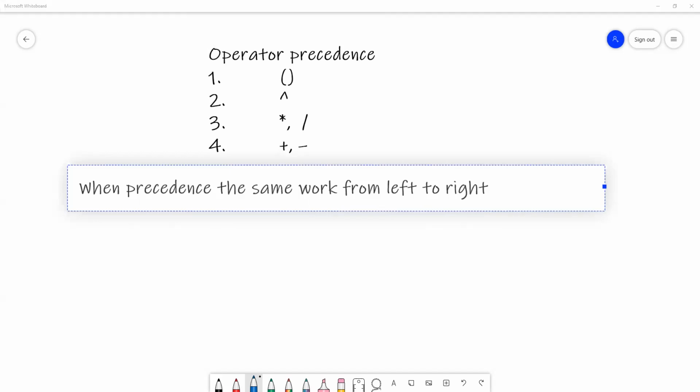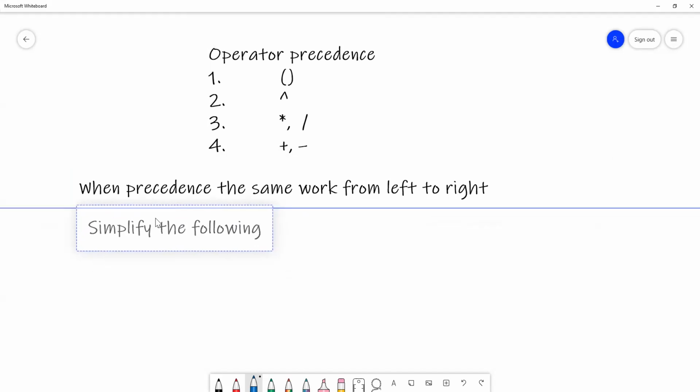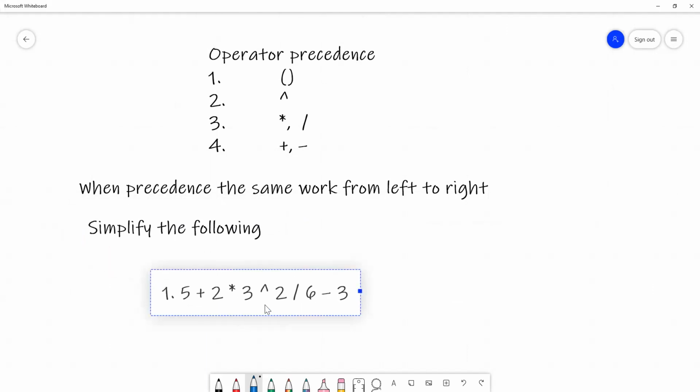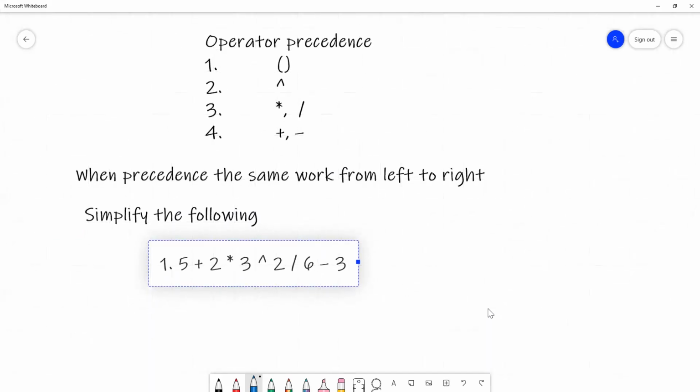Okay, now let me give you one, we'll work on one example, then I will give you one to work on. So don't take down, just observe, because I will give you some time to work on this, right? Let me first look at the first one. Simplify this one. I think you should give me the steps. Here is the very first one: we have 5 plus 2 into 3 to the power 2 divided by 6, then minus 3. So which operation should we perform first?